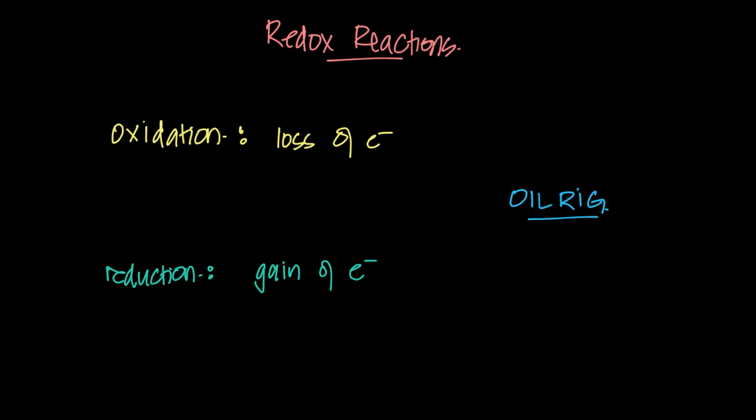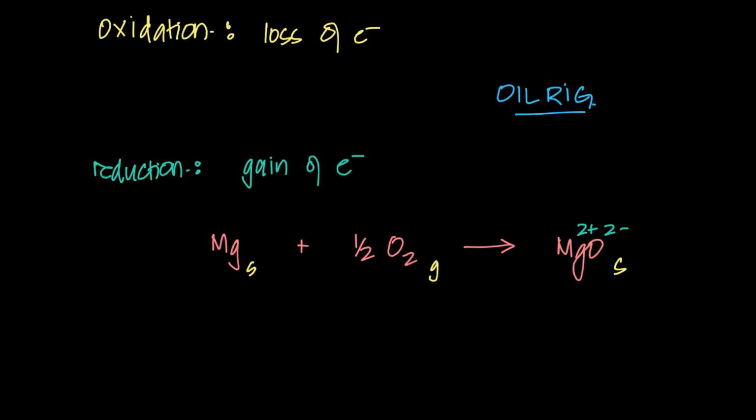You might remember a particular reaction between magnesium and oxygen. So magnesium and oxygen end up making magnesium oxide. Magnesium is solid, oxygen is gas, and they become solid. They go from being neutral elements to being charged ions in the reaction. And you can isolate each element's change into what we call half equations.